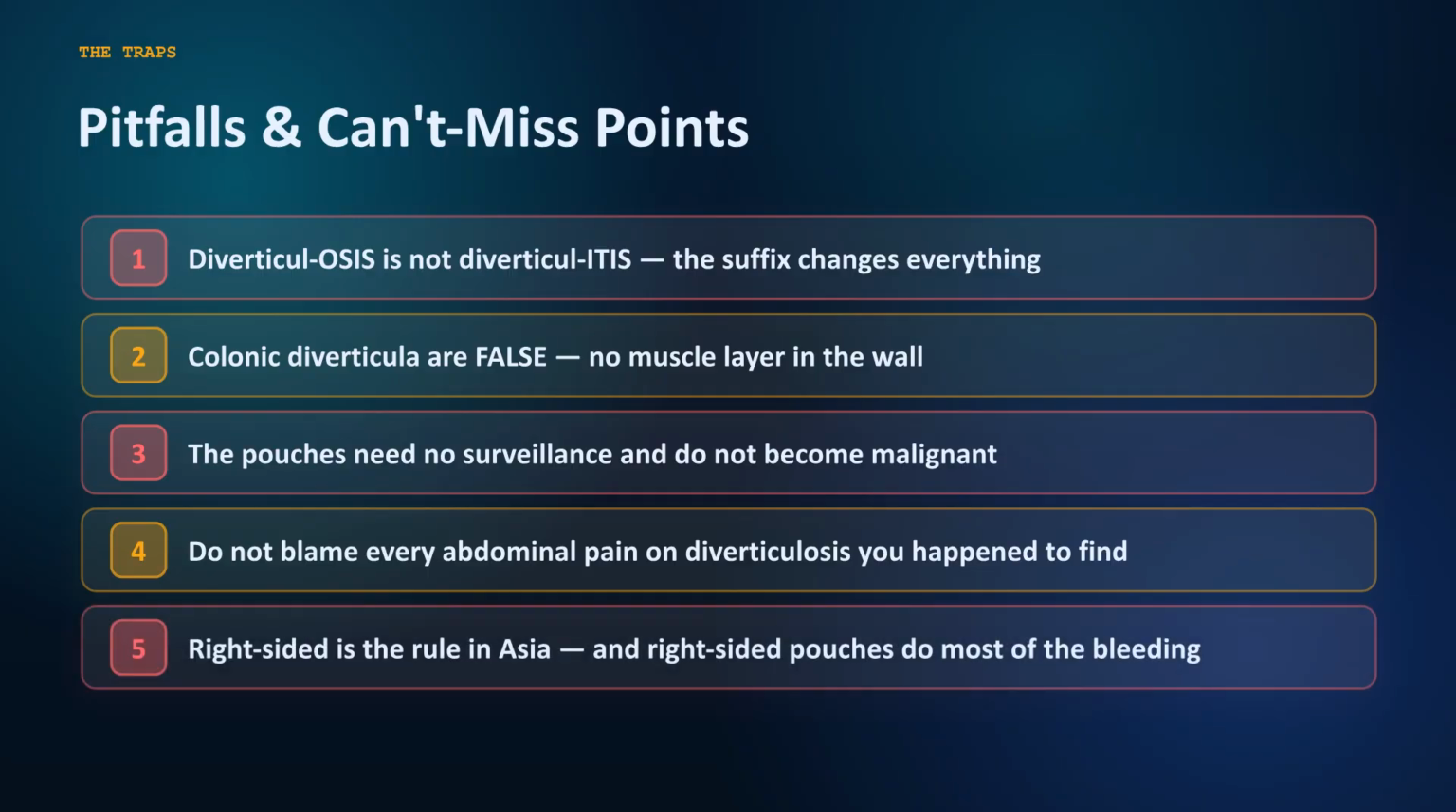And fifth, remember the geography. Right-sided disease is the rule in Asia, and right-sided pouches account for most of the bleeding. Get those 5 right, and you will handle this finding better than most of the ward does.